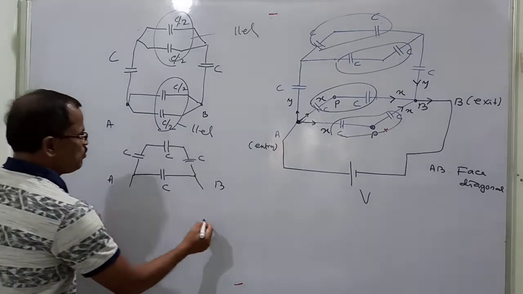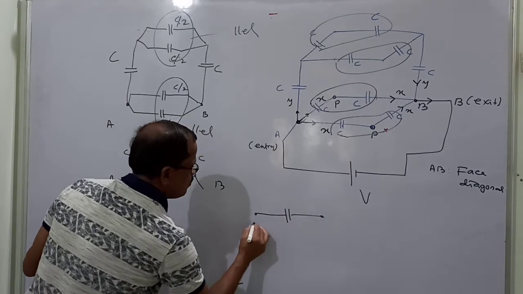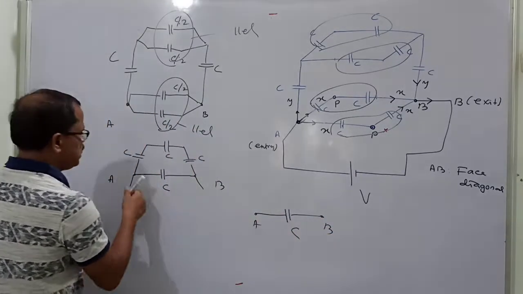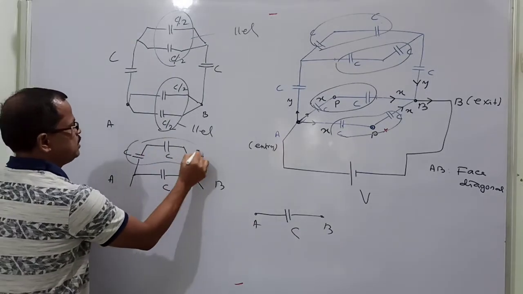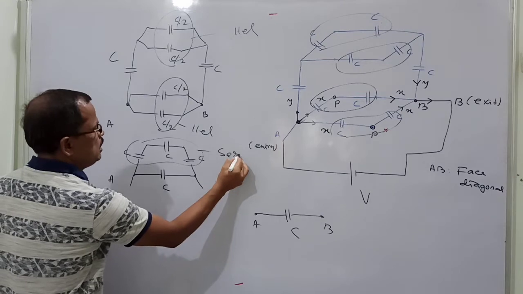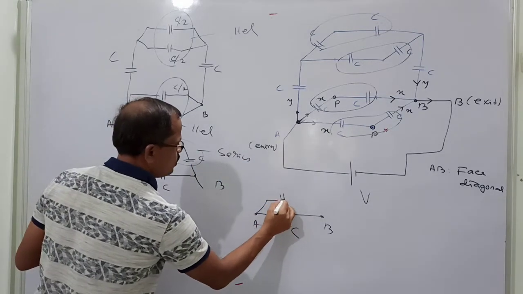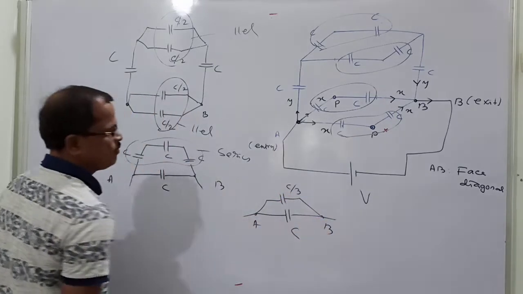So next, follow the path when you draw the diagram here again. So this is the last part of the diagram. So this is your C, then this is C, this is C, this is C. So these three are in series. If these three are in series, then it will be C by 3. So end points are A and B.